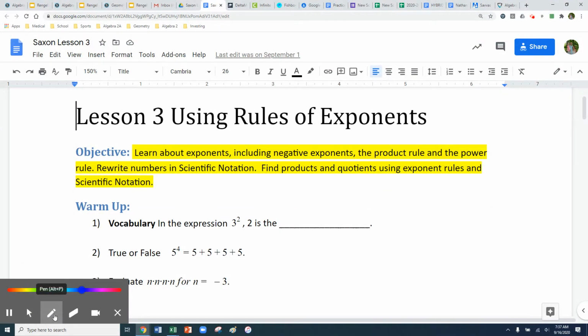So first, in the expression 3 to the second power, the 2, that little 2 up there, is called a blank. What do we call that little 2 up there? Morgan? Exponent, perfect. So that would be our exponent.